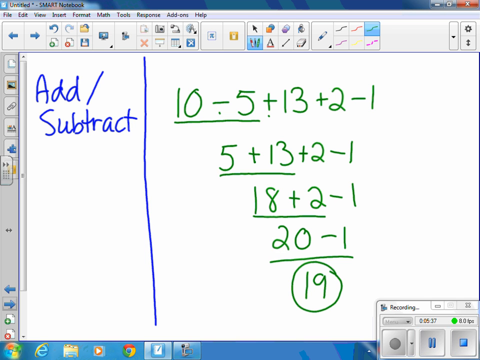Also, if you're showing your work nice and neat this way, let's say you made an error as you were going down here. Maybe you said that 5 plus 13 was 17. If you did something like that, I can at least give you partial credit because you did the correct order of operations. So do make sure that you're showing your steps neatly and carefully as you go.